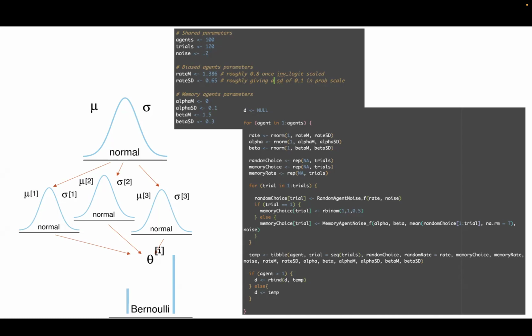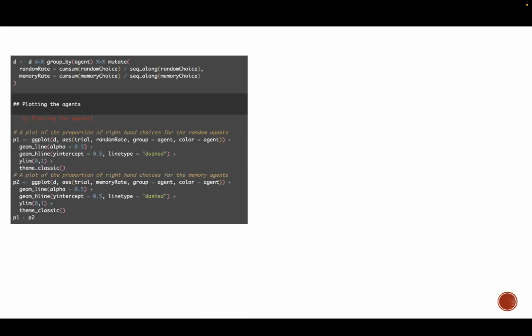Then we create a temporary data frame where we collect the number of the agent, which trial we are in, the random choice, the rate for the random agent, the parameters that we use for the biased agent, the memory choice, the updating memory rate, the noise parameter, the mean rate parameter, the SD rate parameter, etc. All the parameters, so we can keep them in mind and make visualizations after. If it's the first agent, this is our data frame. If it's an agent above one, then we attach the data that we just generated to the previously generated data.